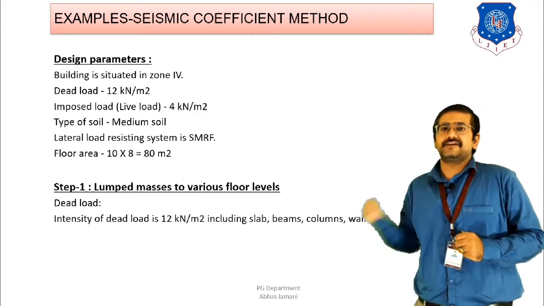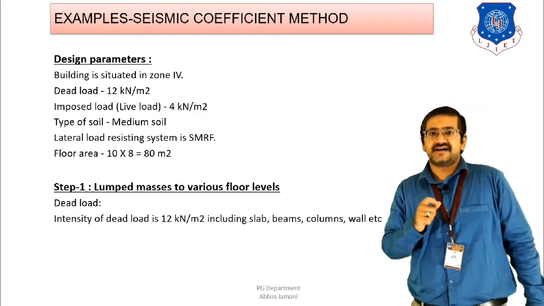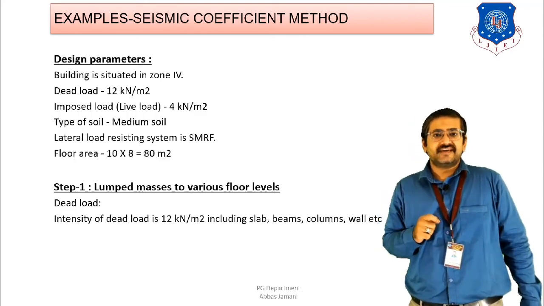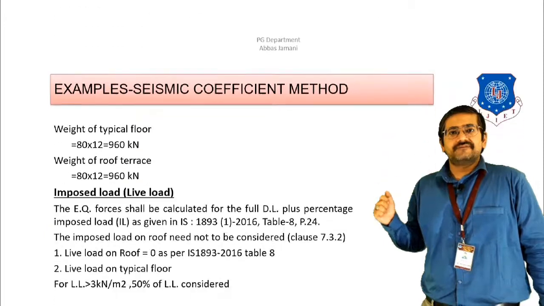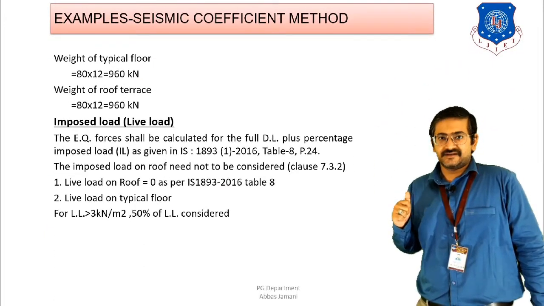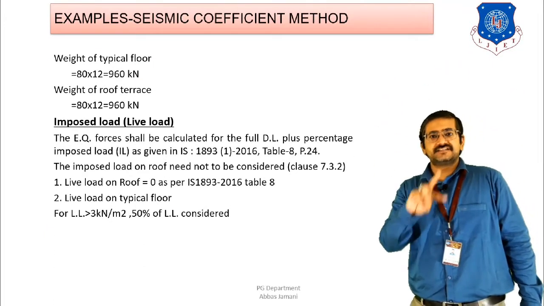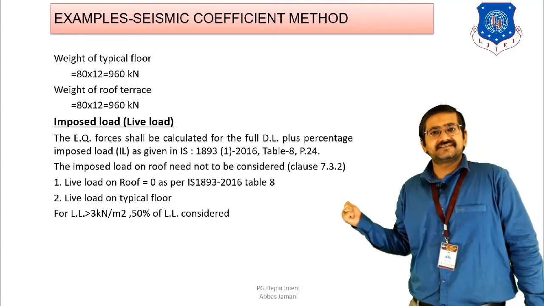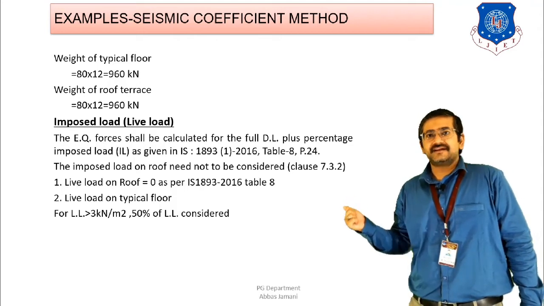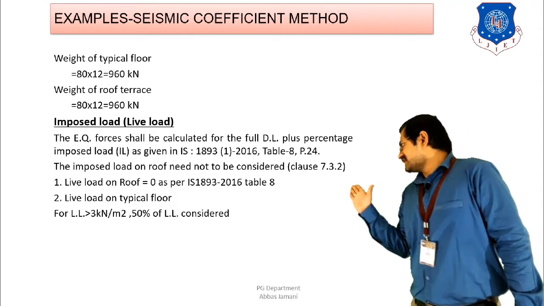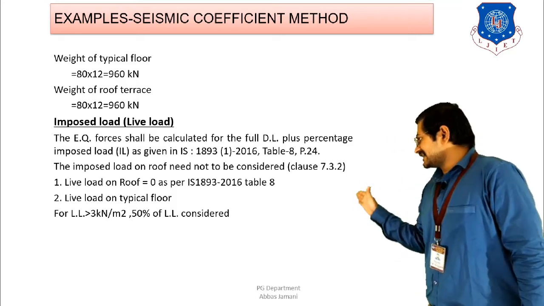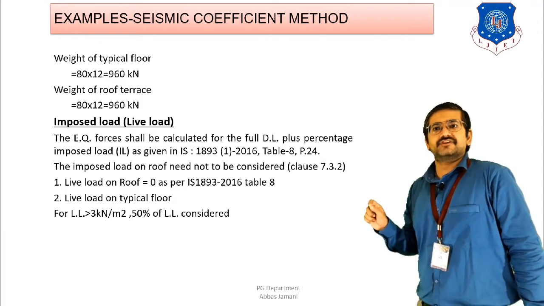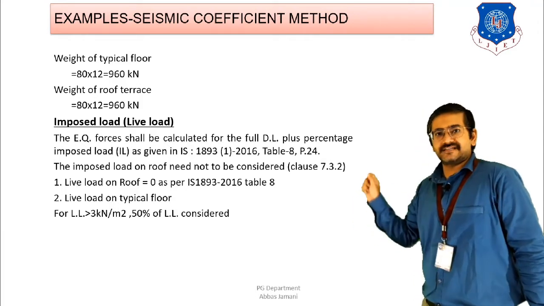So let us start with the first step, that is the calculation of lumped mass at each floor, right? What we need to do is find out the weight that is going to be there on each floor, right? So the intensity of the dead load is given as 12 kilonewton per meter square. I am going to find the values at two levels. First is the roof level and second is the floor level. So first, if I talk about the typical floor level, then I can say that 80 meter square is my floor area, right? 12 kilonewton per meter square is the value of the dead load that is given to me. So basically 80 into 12 is going to give me a value of 960 kilonewton. So the lumped mass on each floor is going to be 960 kilonewton, that is on the ground floor as well as the first floor.